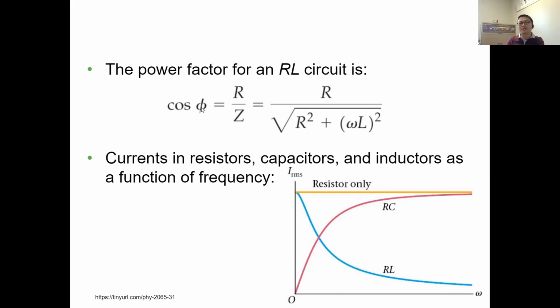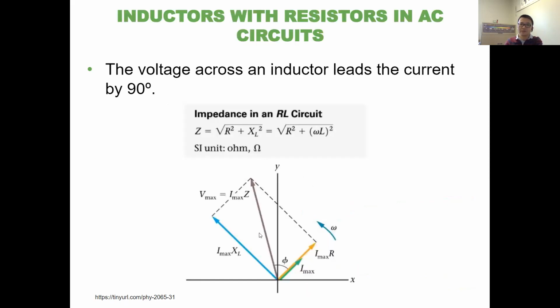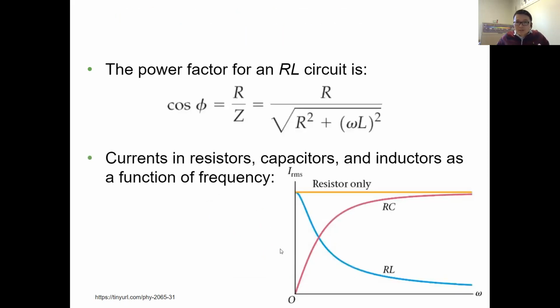Okay, so the power factor for the circuit will be cosine phi equals R over Z, and phi is the angle between the overall voltage phasor and the overall current phasor. So if you are wondering why that particular cosine of phi and what the angle phi will be, that's the angle. All right, so for a resistor only, if you only have a resistor in the circuit, then this will be just a flat line equal to 1.